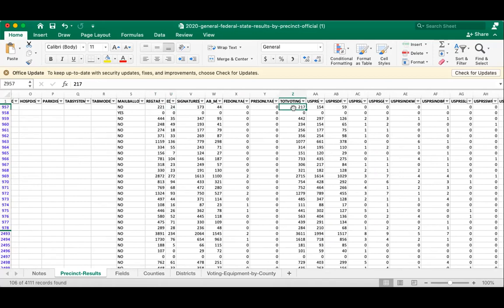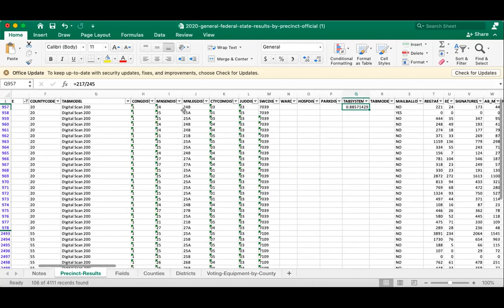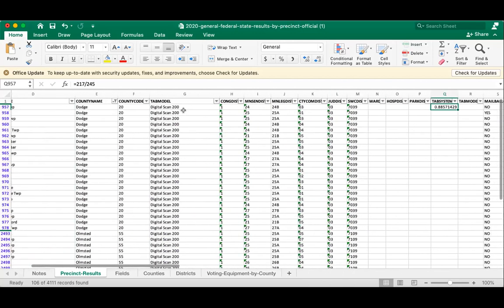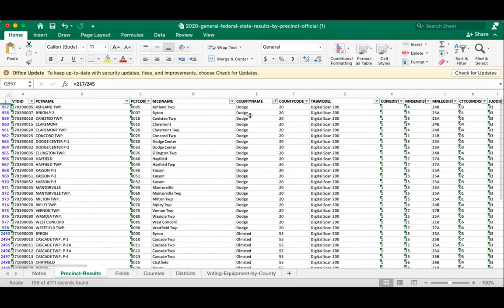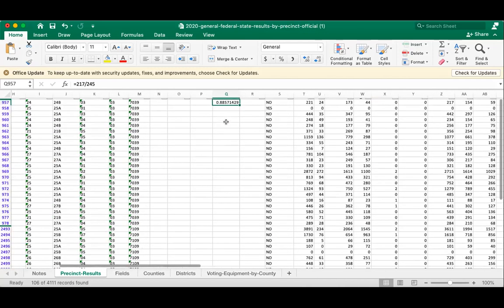And then the total voting number is 217. So I would divide 217 by 245. 217 divided by 245, that's 89%. So in Ashland Township in 2020, the voter turnout was 89%. And we actually want to do that for every precinct in these counties because we're just looking for the data across the two counties. But that's just a quick how you can do it in Excel.